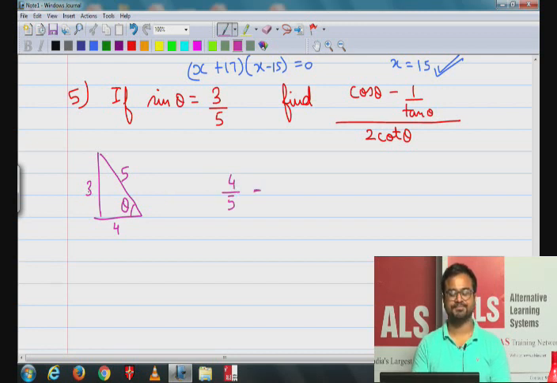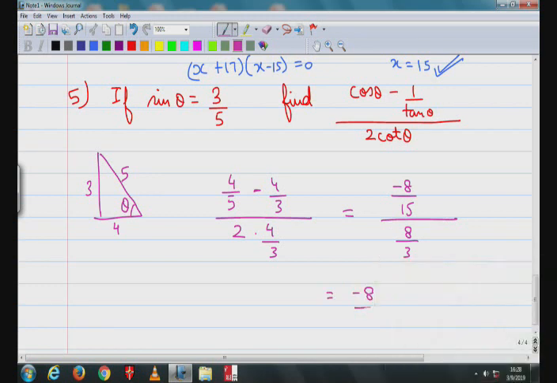Minus, tan theta is perpendicular upon base, so 3 by 4. So 1 over 3 by 4 will become 4 by 3. 2 cot theta is base over perpendicular, so 2 into 4 by 3. Now we can simplify this: this will become 12 and minus 20, so minus 8 by 15, and that will be 8 by 3. So minus 8 by 15 into the reciprocal, 3 by 8, will be equal to minus 1 by 5.